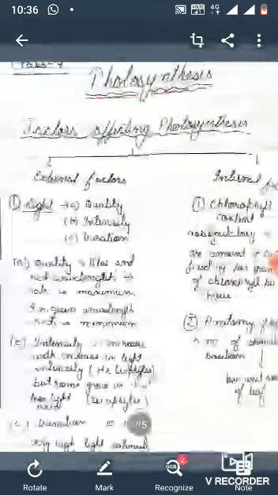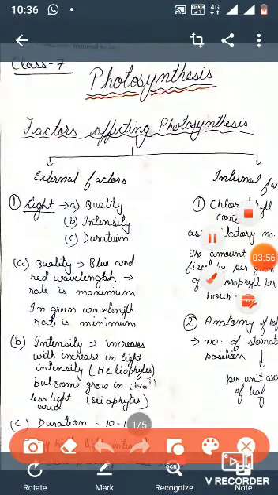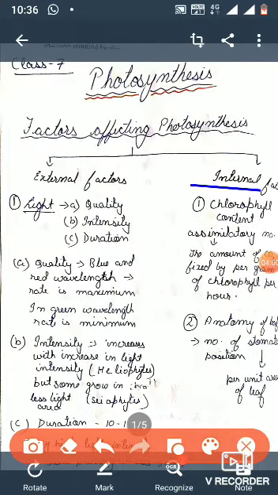Now, we will deal with the internal factors affecting the rate of photosynthesis. They include chlorophyll content and anatomy of the leaf. Chlorophyll content means if more chlorophyll molecules are there, the rate of photosynthesis will be more, and if fewer chlorophyll molecules are there, the rate of photosynthesis will be less. The second is the anatomy of the leaf.